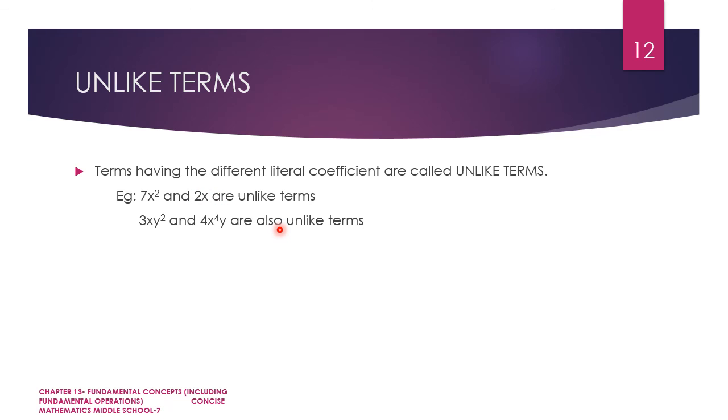Let's move on to unlike terms. Terms having different literal coefficients are called unlike terms. Simply remember that the variables are different in this. See, x square and here x, which is different. So it is called an unlike term. 3x y square and 4x to the power of 4 y. Here x has a power of 1, and here x has an exponent of 4, which is different. Even the y is different, y square here and y here. So it is different. So they are unlike terms.